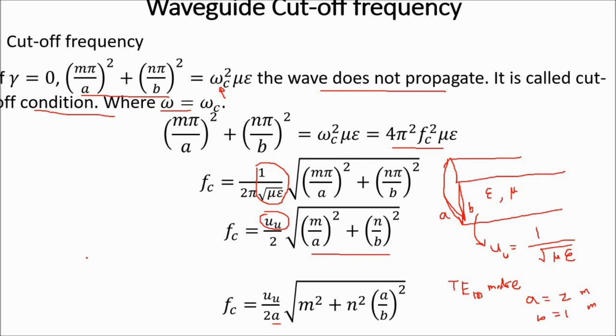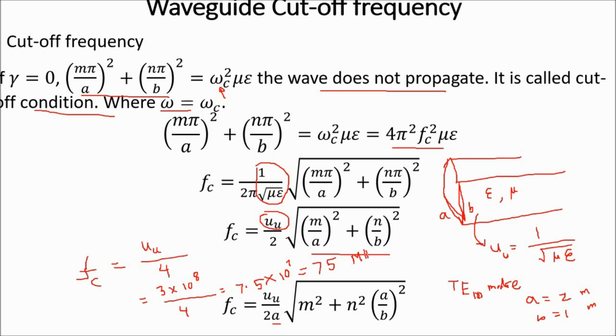So that means if your frequency is u_u over 4, let's assume you have an air-filled waveguide, then u_u will be 3 times 10 to the power 8, over 4. That means 7.5, so 7.5 times 10 to the power 7. So that means it is 75 megahertz.